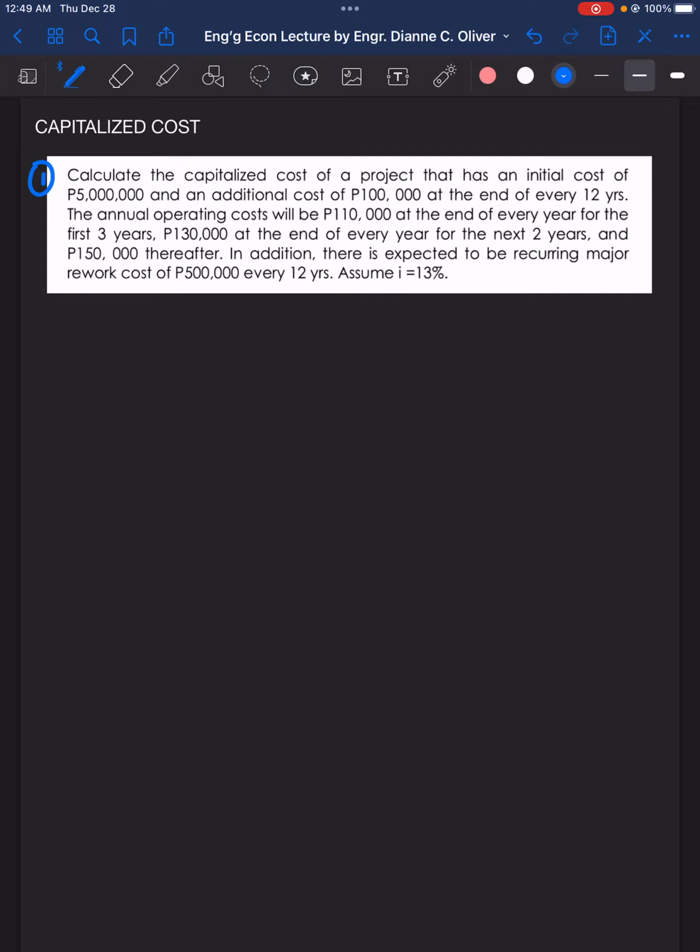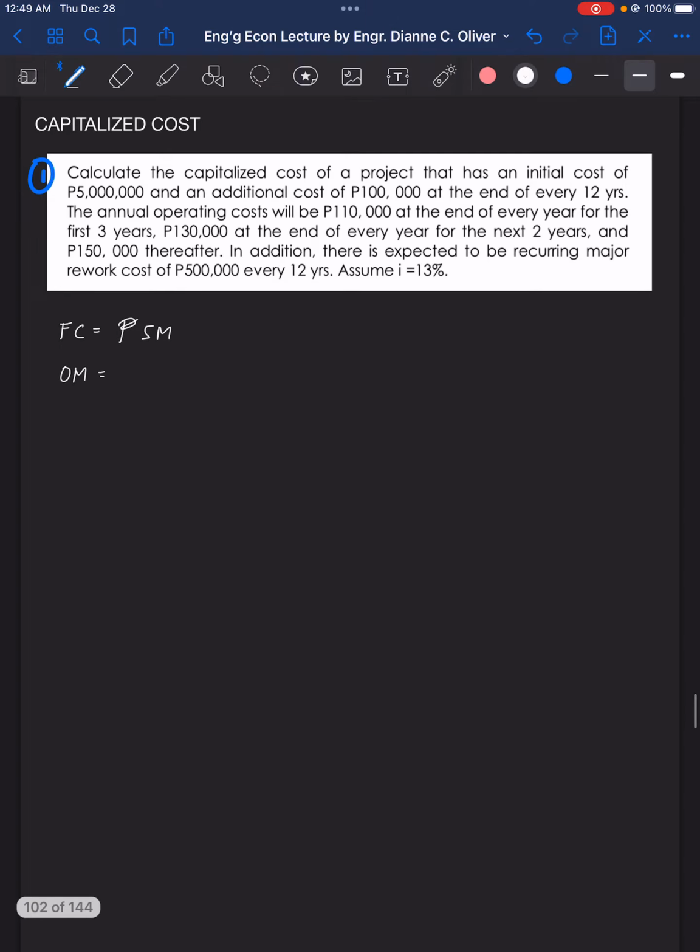Now, when we are considering this capitalized cost, let's find the first cost. It's mentioned there, our first cost is the initial cost of 5 million pesos. Now, as for the maintenance cost, the operation and maintenance, or the OM. So, what are the OM here? We have the operation and maintenance here. So, this is our first cost.